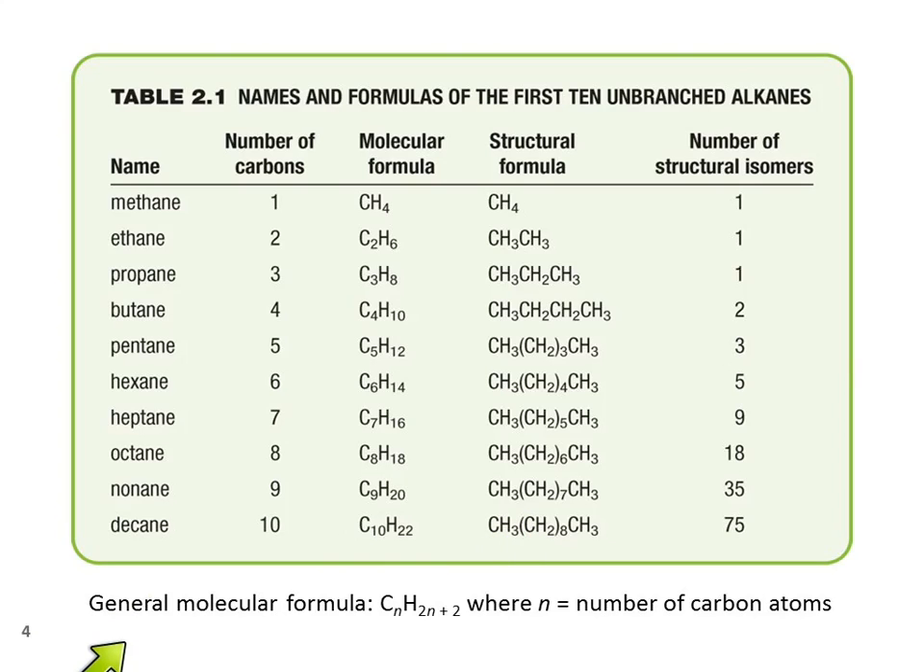And these all follow this general molecular formula of CnH2n+2, where n is the number of carbons. So if we have n equals 8 carbon atoms, we can predict the number of hydrogens that the alkane will have, because if n is 8, 2 times 8 is 16, plus 2 is going to be 18. And we see that octane is C8H18. So this is a useful little guide to remember.